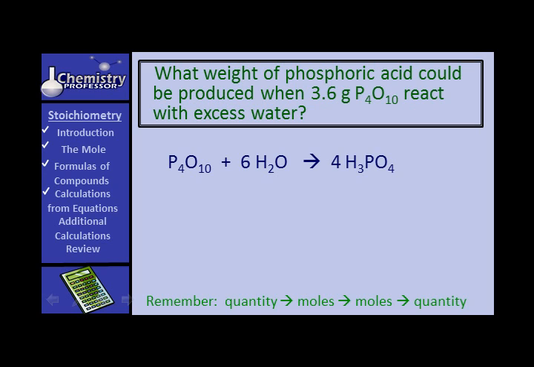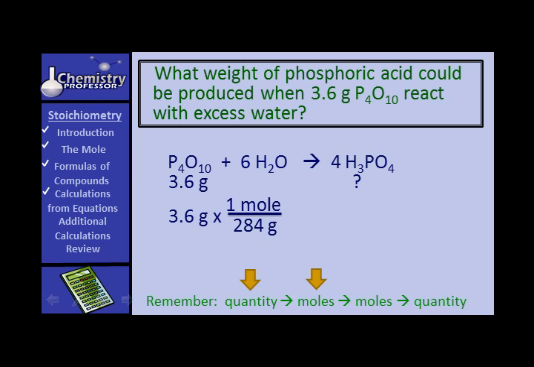What weight of phosphoric acid could be produced when 3.6 grams of P4O10 react with excess water? Okay, we're going to start with our 3.6 grams of P4O10. Now remember, we're going to look for H3PO4. That's what we're looking for. That's our goal. So we start with the quantity of what we're given, which is the P4O10. That's our 3.6, and we convert that to moles by multiplying by 1 mole over 284 grams, the molecular weight of P4O10.